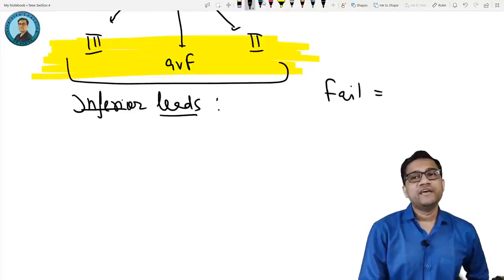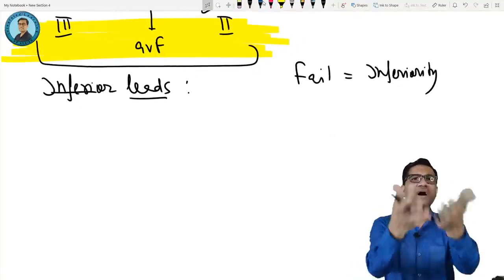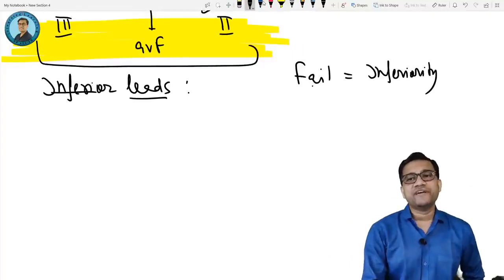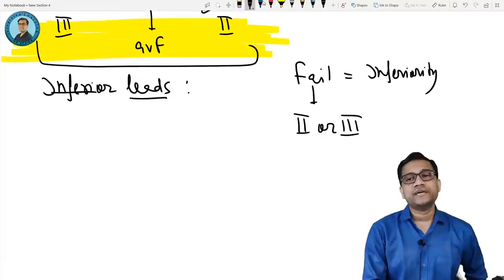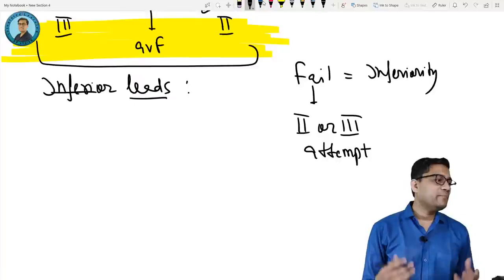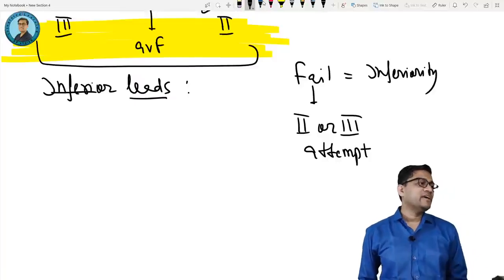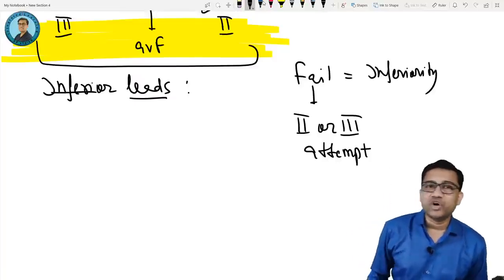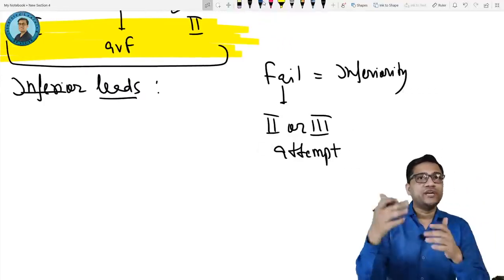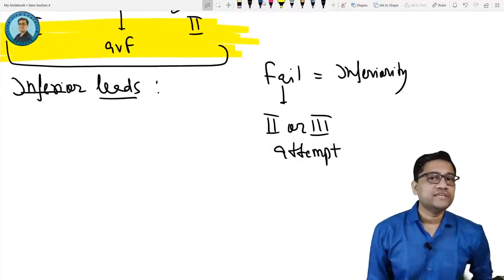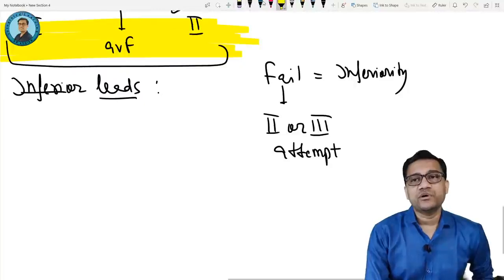And once he fails, he will feel inferior. He will develop what? Inferiority complex. Yes or no? So when do you feel inferior to other people? Those who have passed and you have failed. And if a person fails, he will give what? Second or third attempt. Are you clear? So what will a person failing first attempt give? He gives either the second or third attempt. Second or third. So now you will say, sir, ye kya hua? To yaad kar lo na bacho.